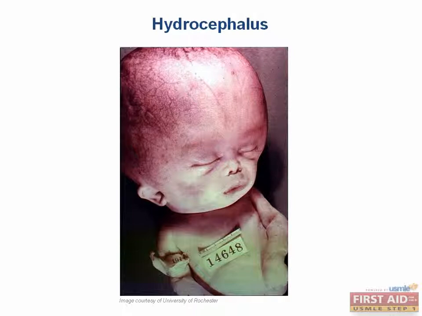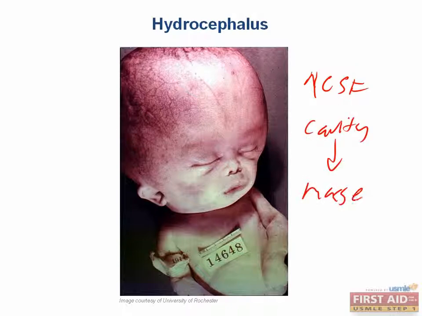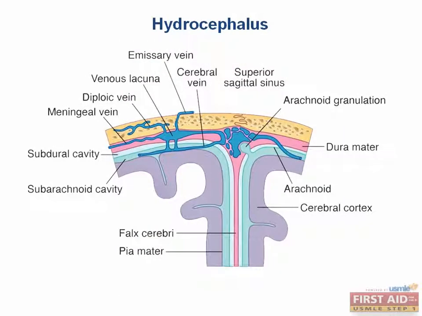Hydrocephalus is known as water in the head, and it is caused by increased CSF in the intracranial cavity, which leads to mass effect. There are 4 types of hydrocephalus: normal pressure hydrocephalus, communicating hydrocephalus, non-communicating hydrocephalus, and hydrocephalus ex vacuo. This picture is an example of a severe case of hydrocephalus.